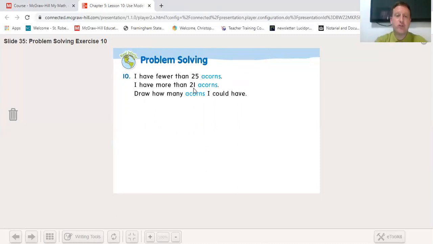So let's think about the numbers between. What comes after 21? 22, 23, 24, and then 25. But remember, we cannot choose 25. It has to be less than 25. So you need to choose one of those numbers and draw the acorns into here, okay? And I'll help you with 2 more questions, but I'm not going to give you the answers. I want you to think by yourselves, okay?